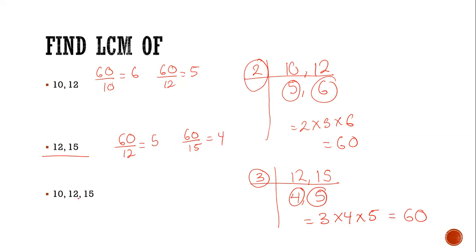I think you know what the answer is going to be for the third one, but let's just do it. 10, 12, and 15. Is there any number that can divide all of them at the same time? No. Now let's say at least 2.